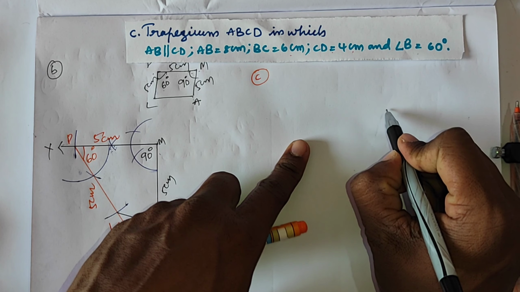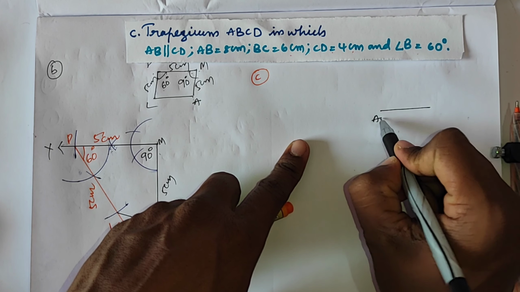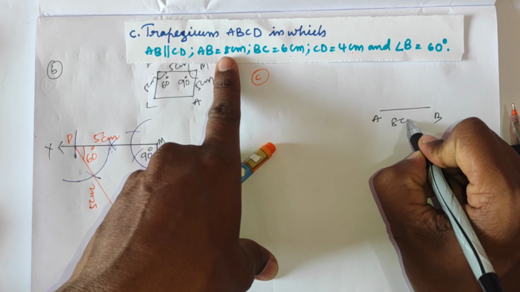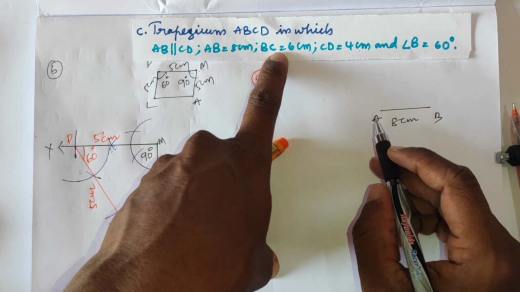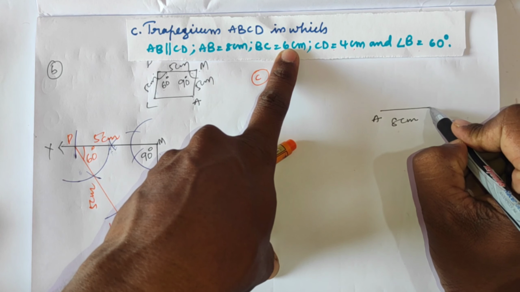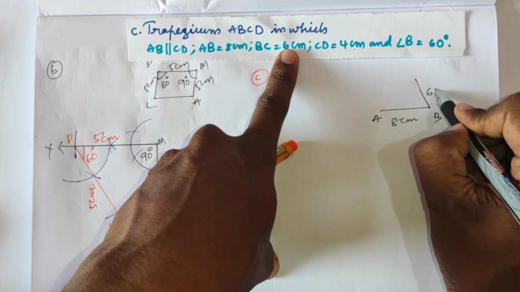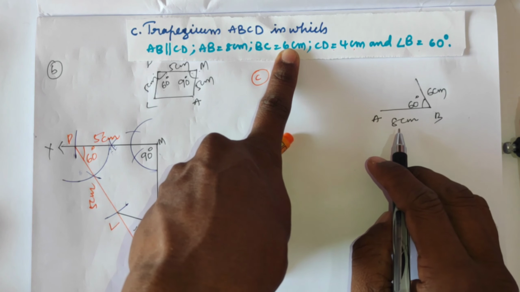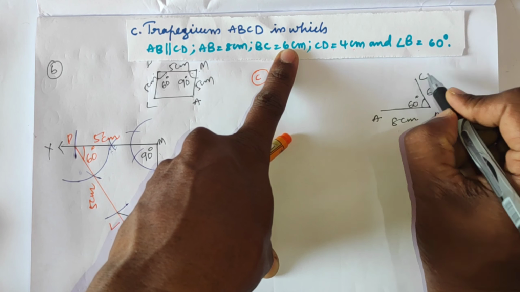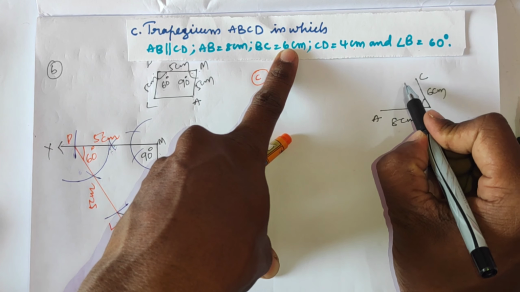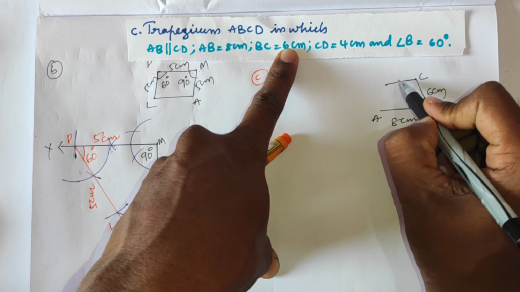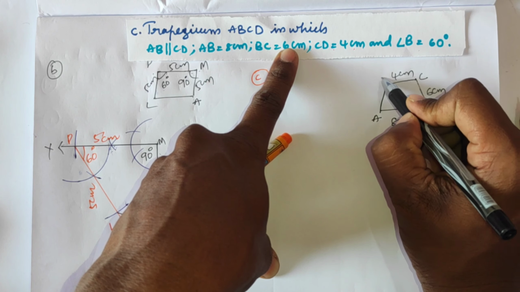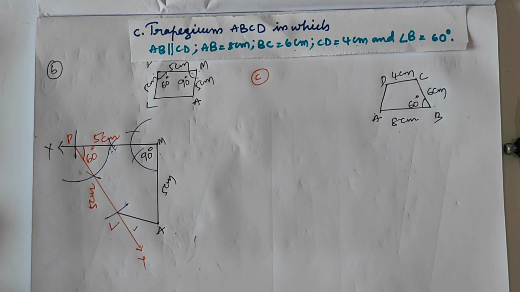So first we will draw a trapezium here. AB is how much? 8 centimeters. Then BC, how much is given? BC is 6 centimeters and angle B is given as 60 degrees. Right? This is C. And CD is given as how much? CD is 4 centimeters. Then simply join A to D. So ABCD is the required trapezium.